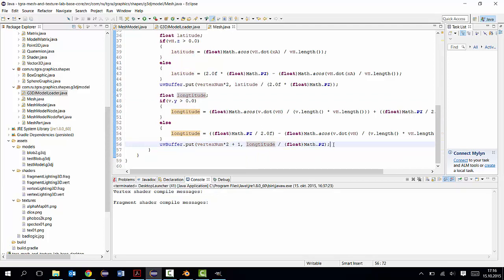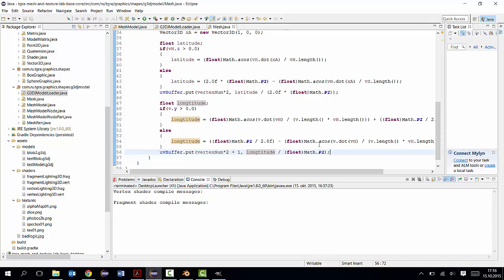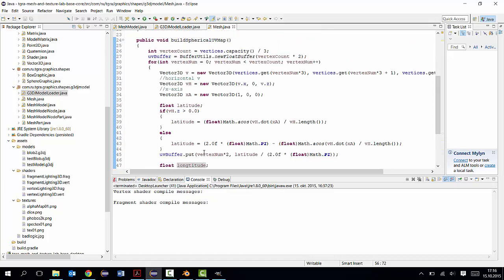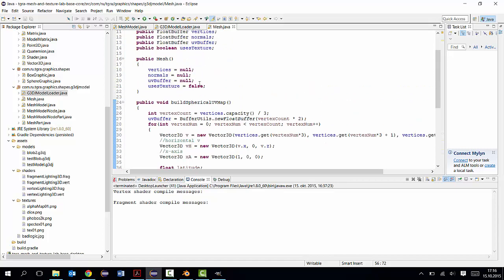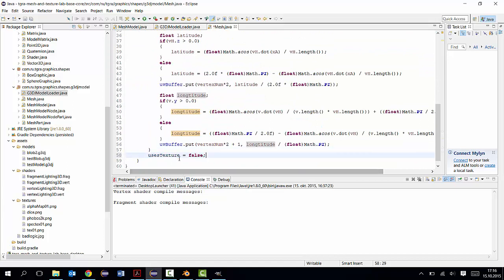This is pretty crazy. So now we imagine that we've loaded this UV buffer with this spherical mapping. Now I need to do something with it. So build spherical UV map, then I want to go ahead and say finally uses textures equals true.